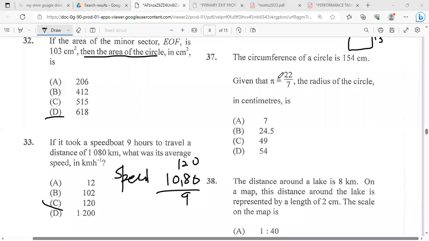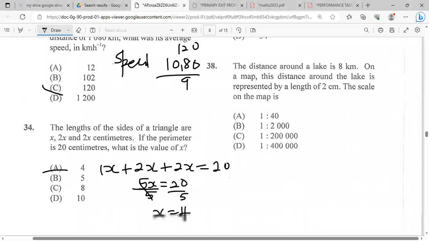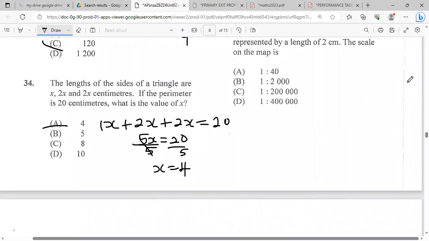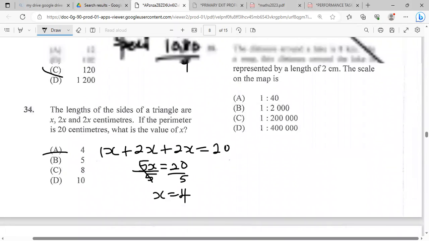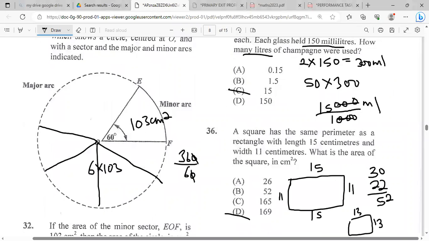All right, so that's 120. On to 30. Why am I reaching 37? What, teacher, I can count, you know? 34. Okay, so actually I should go up to 35. Oh, I did 36, so that's 169.